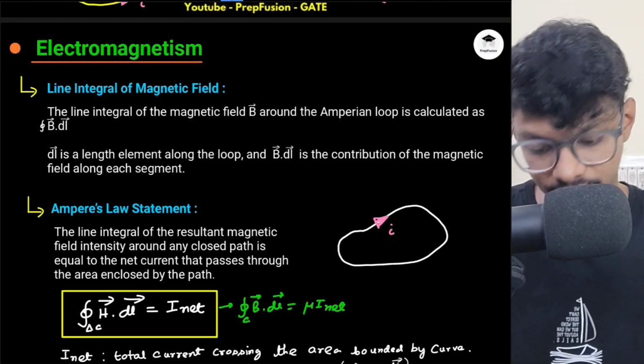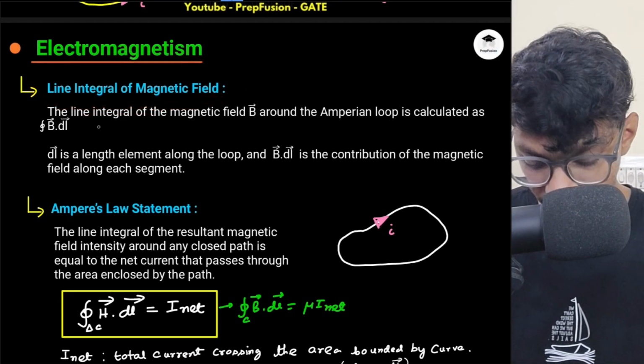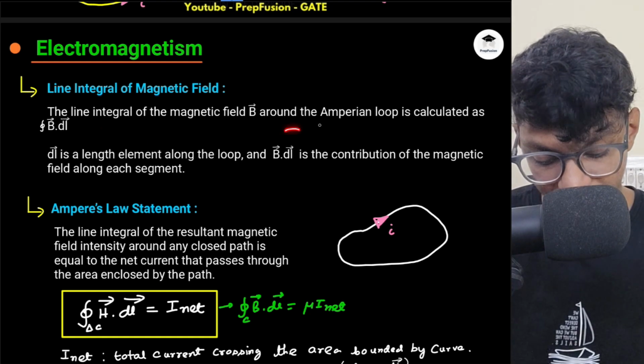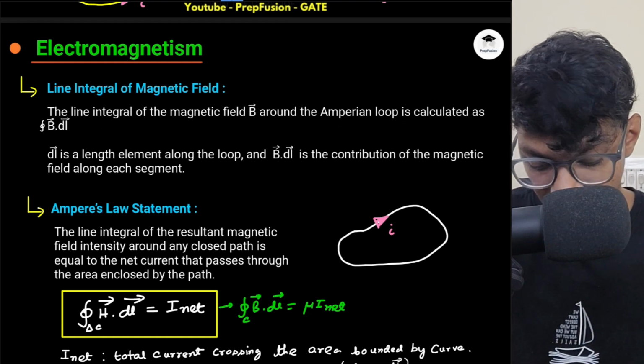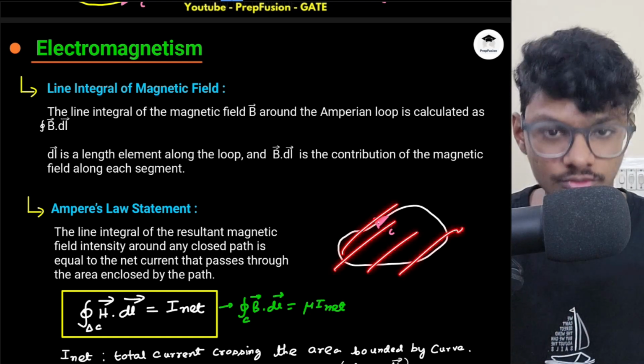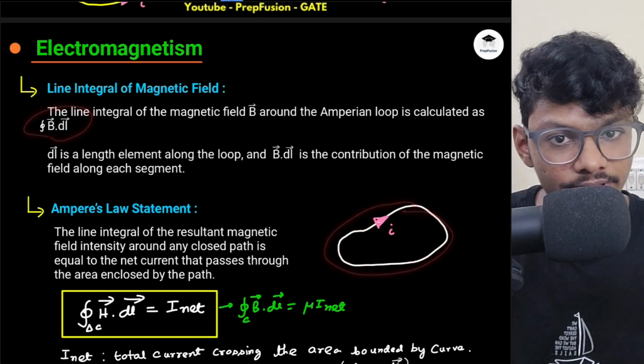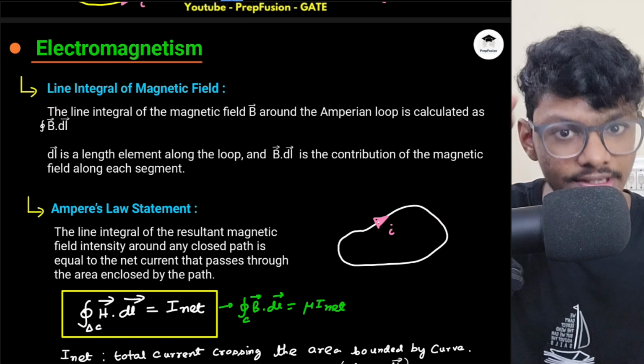Before understanding the statement, let's first understand the line integral of a magnetic field. What is the line integral of a magnetic field? The line integral of magnetic field B around the Ampere loop is calculated with B dot dl. Basically, if some magnetic field is crossing through this, and I take the line integral throughout this closed loop, that will be the line integral of the magnetic field around the Ampere loop.